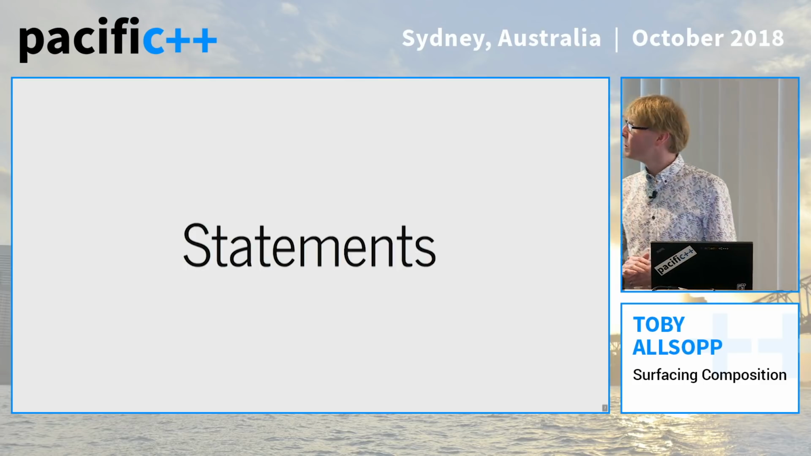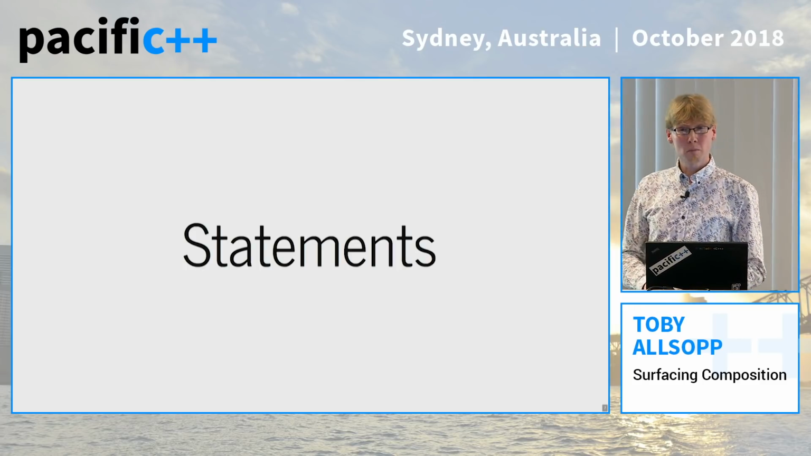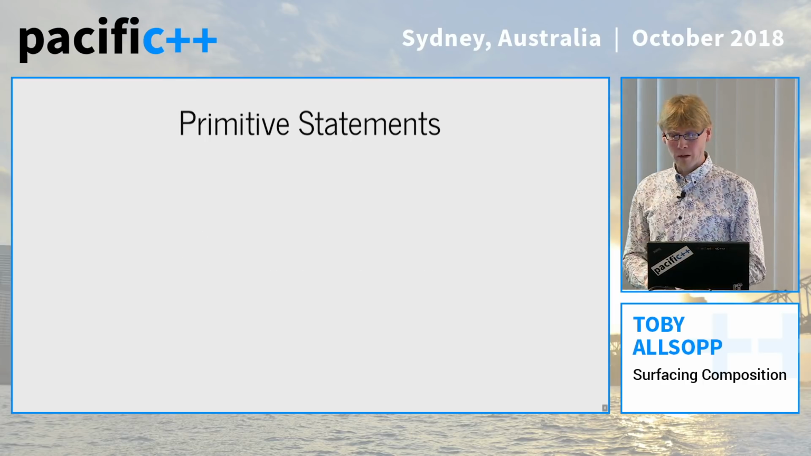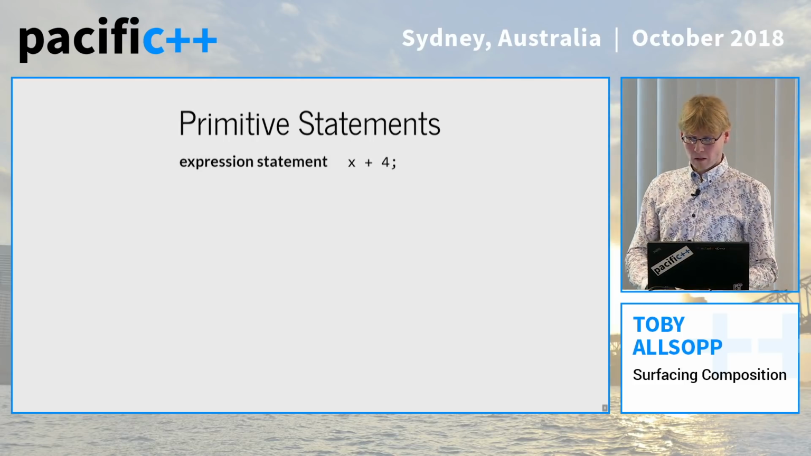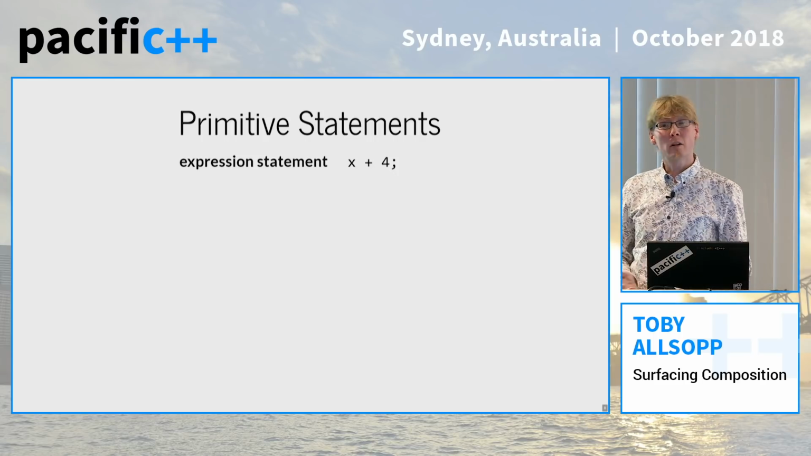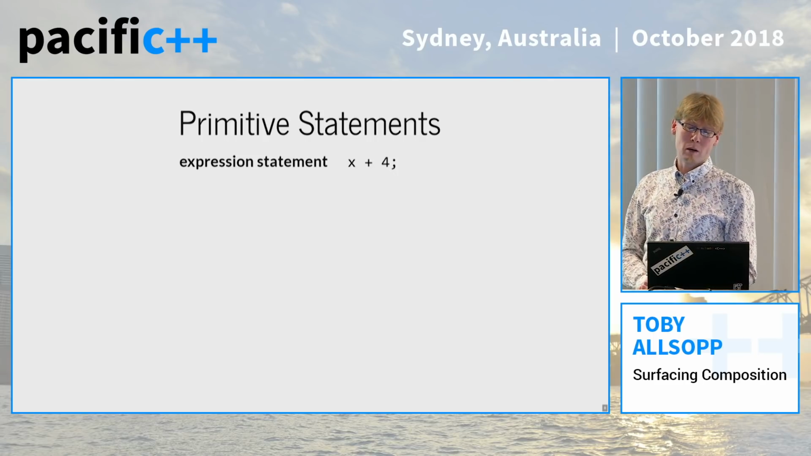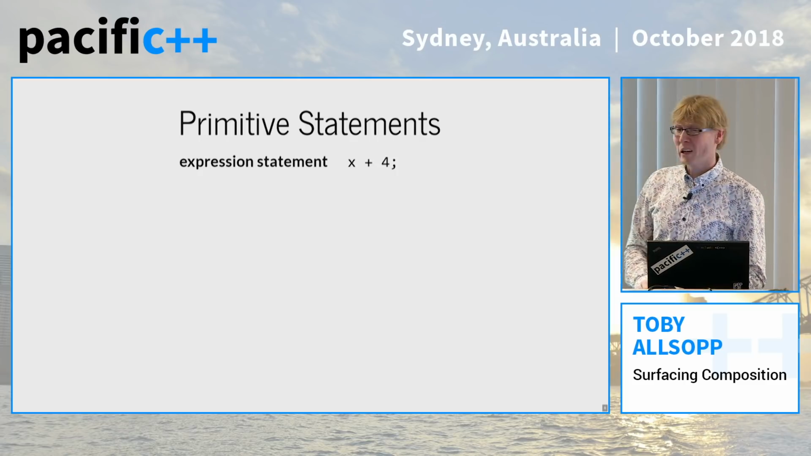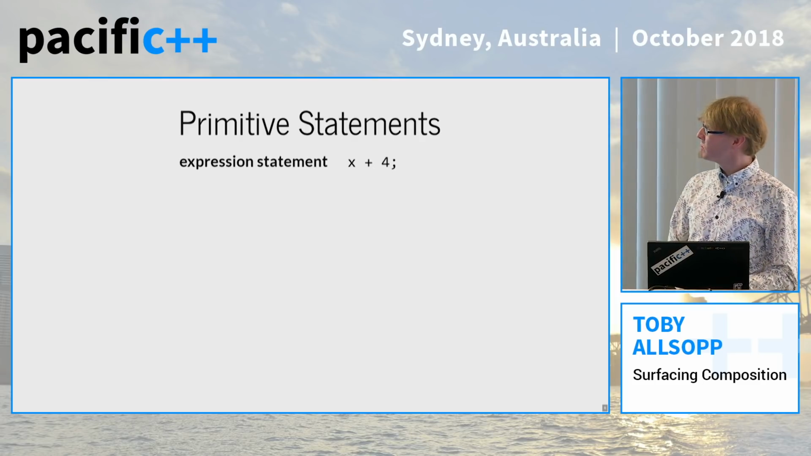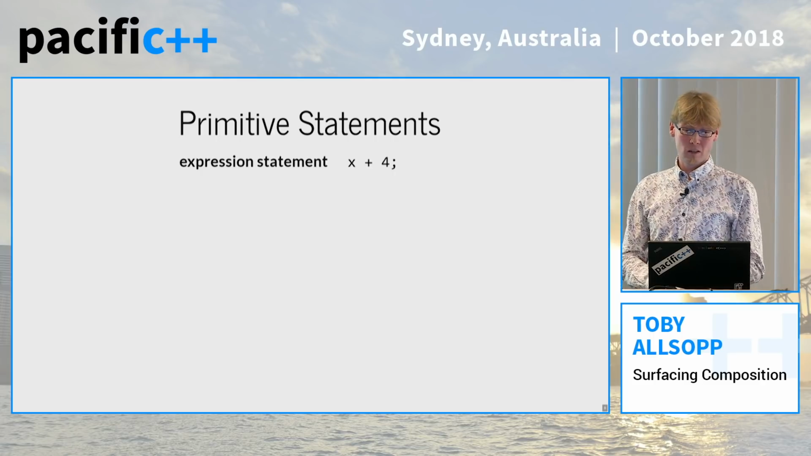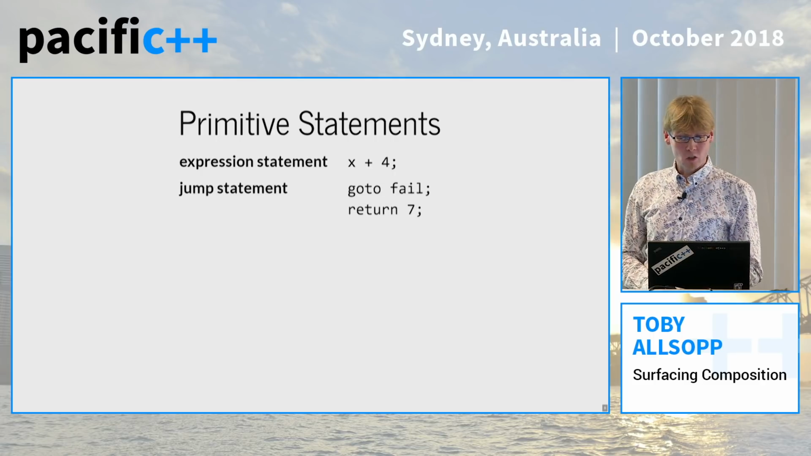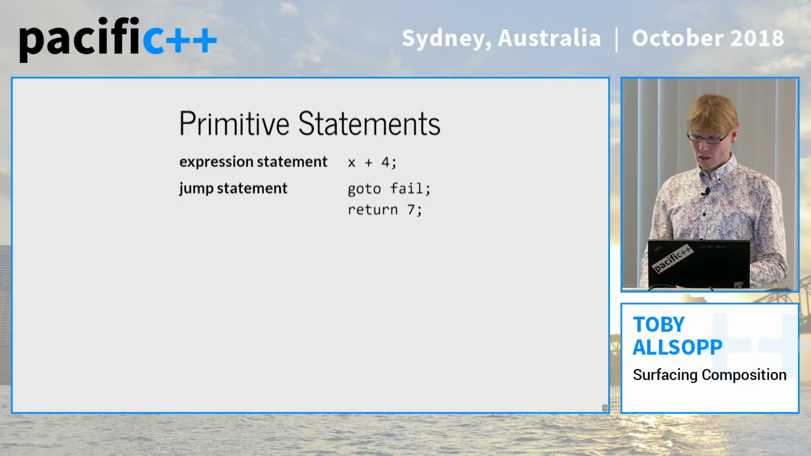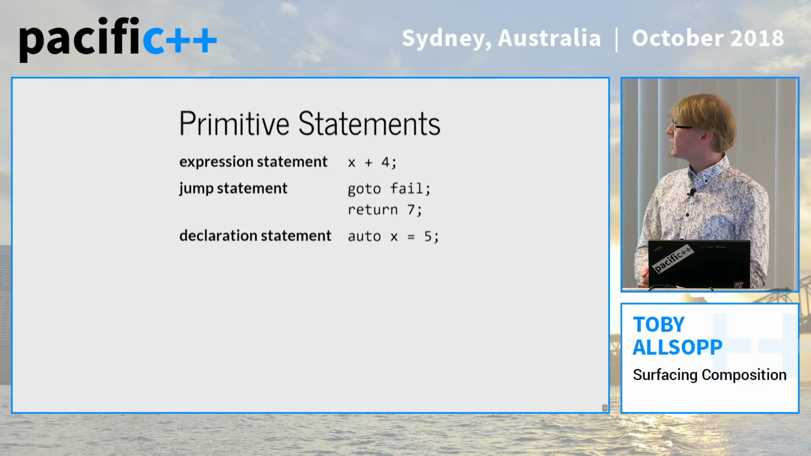So expressions, pretty simple. Statements, they're also pretty simple. We have a lot of statements in our programs as well. So there are several primitive statements, and there are ways that we can combine them. Probably the simplest, well, probably not the simplest. I think the simplest is probably the null statement, but a very simple kind of statement is the expression statement. So that's just an expression, any expression, with a semicolon on the end. That's an expression statement. We've got various jump statements: gotos, returns, break, continue, and declaration statements.